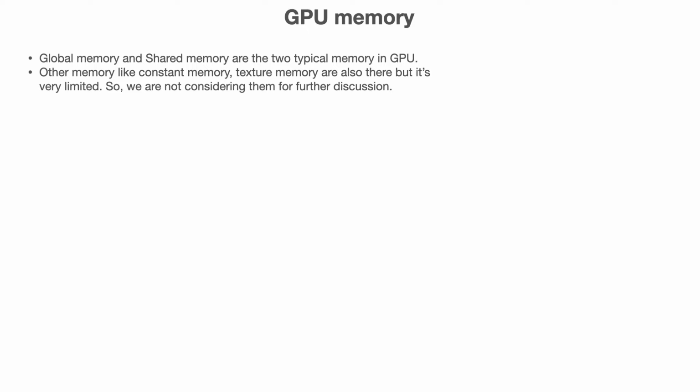So there are typically two main memories in GPU. One is called global memory and one is called shared memory. Other memories like constant memory and texture memory are also there, but are very limited, so we are not considering them for further discussion. Obviously, threads also have some registers. We are not considering them either.